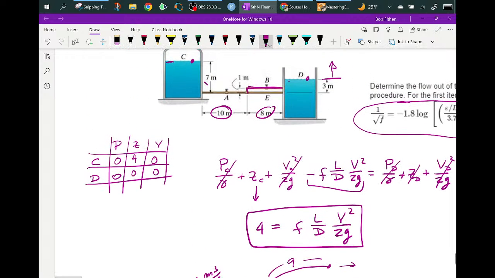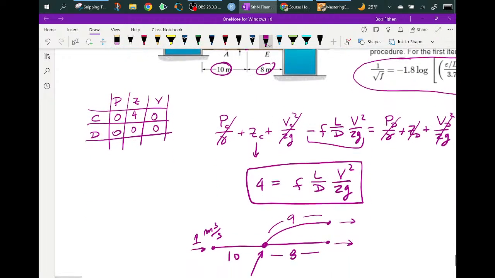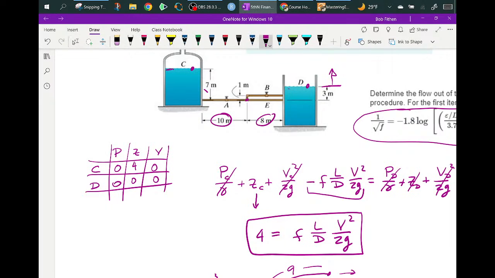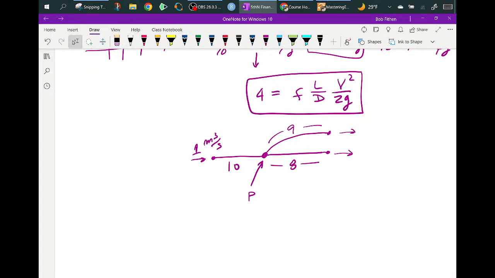Did he label that point? He did not. So technically we're supposed to recognize the pressure here is the same. But I can go straight through that point to end up at the other end, D. So it's kind of like a circuit. If I had 1 cubic meter per second here, then these two come together.